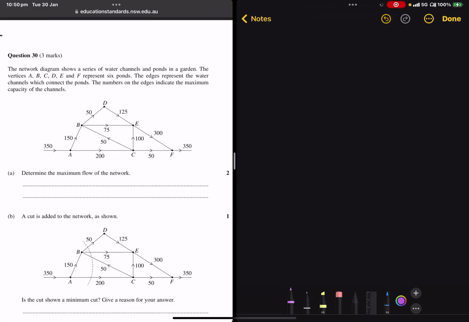Alright, so we're going to have a look at another question from the 2020 HSC Standard 2 Maths paper. This is question 30. This is a flow diagrams question. So we're given a network diagram. This is a flow diagram. It's got directions on it.